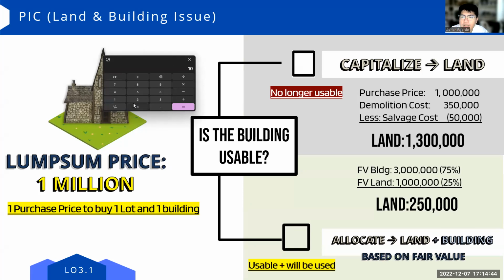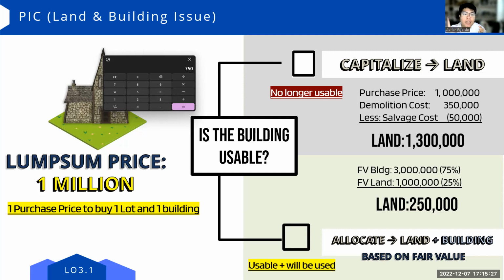So, 1 million yung fair value ni land, then 3 million yung fair value ni building. So, total 4 million. So, 1 million divided by 4, yung ratio niya is land is 25%, building is 75%. Therefore, you get the lump sum price of 1 million times 0.25% or 25%. So, yung value of land ko is 250,000 while the value of my building is 1 million times 0.75. Right? Or 750.